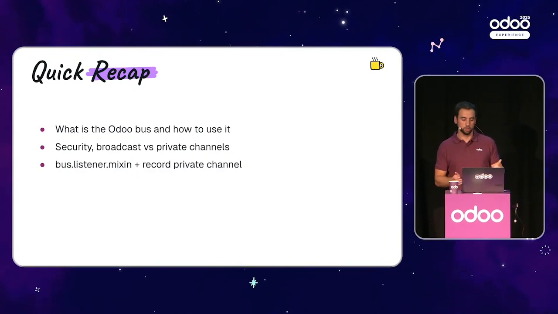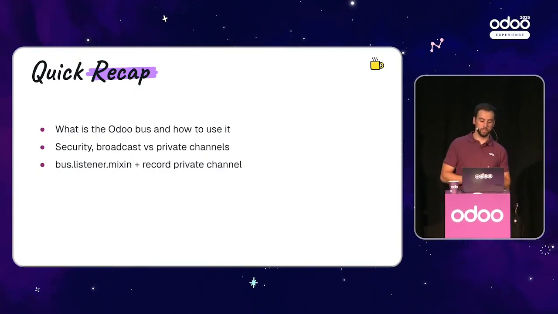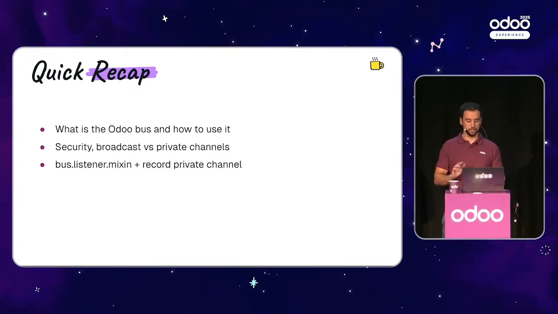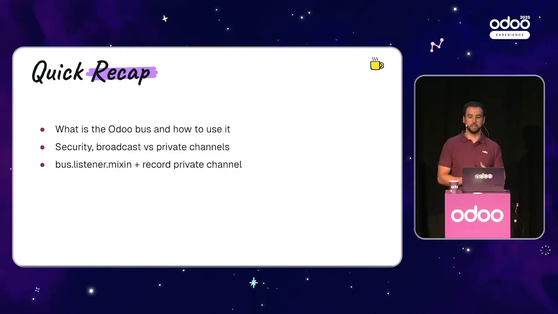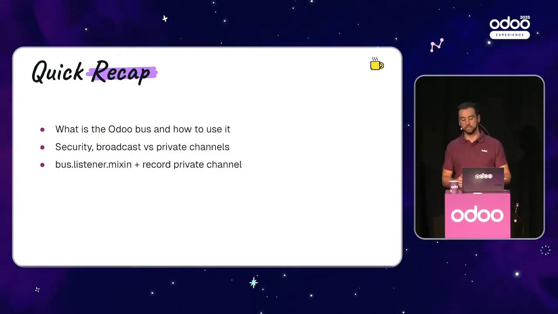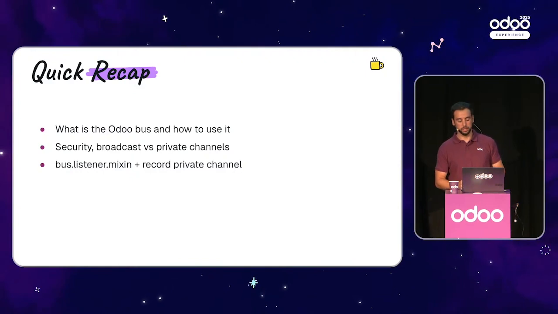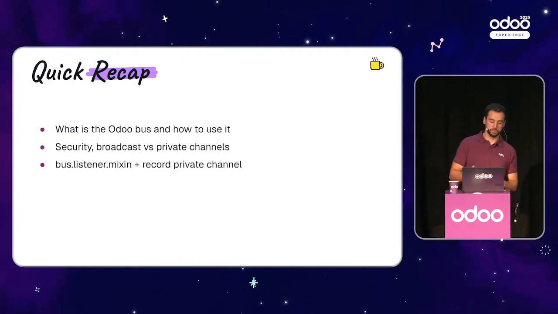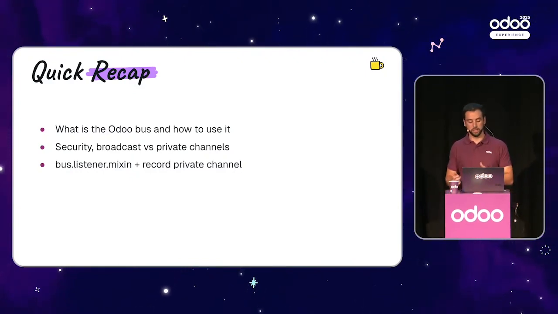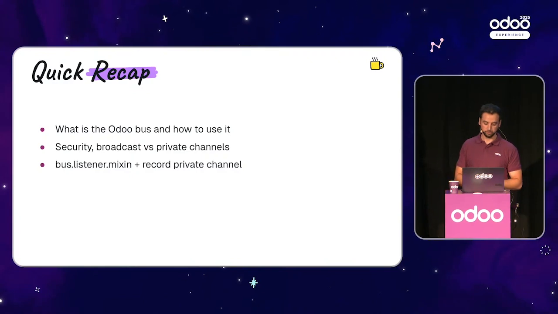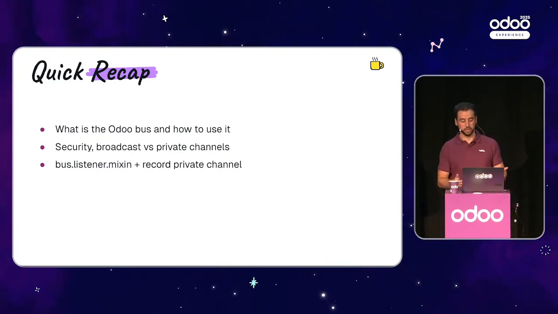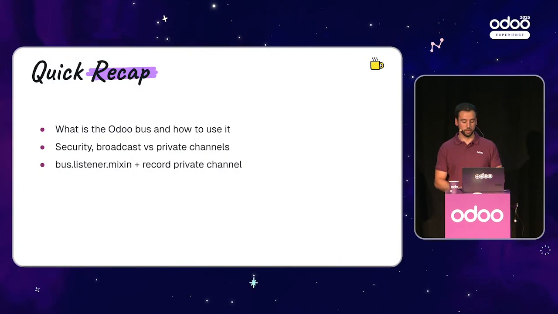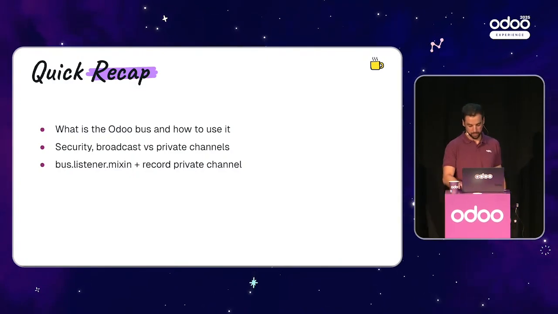And I wanted to also do a quick recap of what we saw today. We only saw three things, very simple. We saw what the Odoo bus is and how we can use it with this easy example of a public channel. We talked a little bit about security, about sensitive data, broadcasted channels versus private channels. And we saw finally how we can implement these private channels using the bus listener mixin record private channel approach.